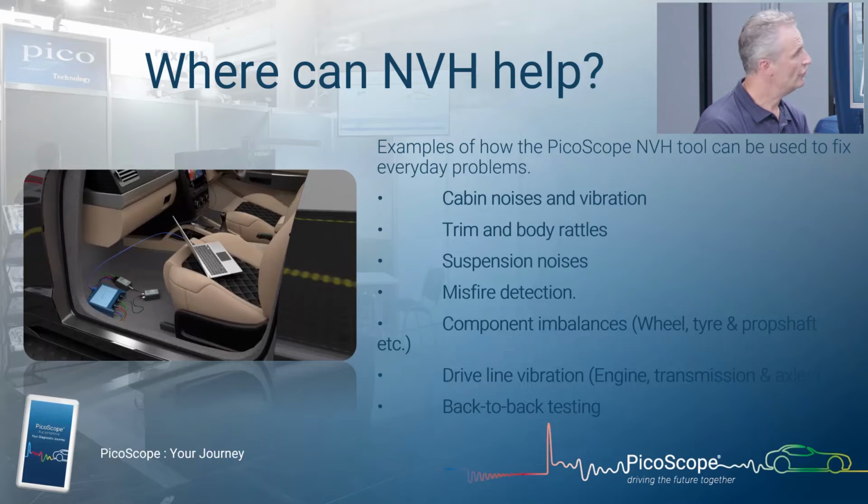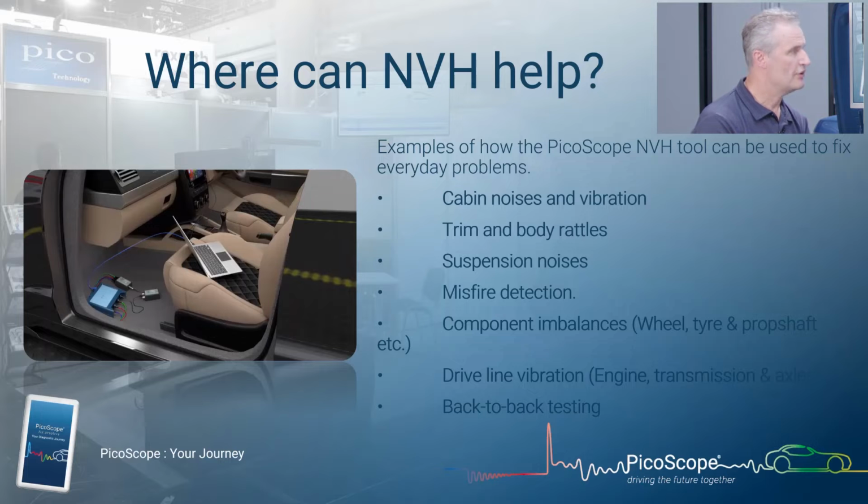Component imbalances, of course, John's mentioned there, we have E, P and T where we have known vibrations. So as soon as you get a high amplitude at a known vibration, you've eliminated so many other components straight away, and more importantly, identified an offending component. Driveline vibrations, of course, engine, transmission. And my favourite here is back-to-back testing.